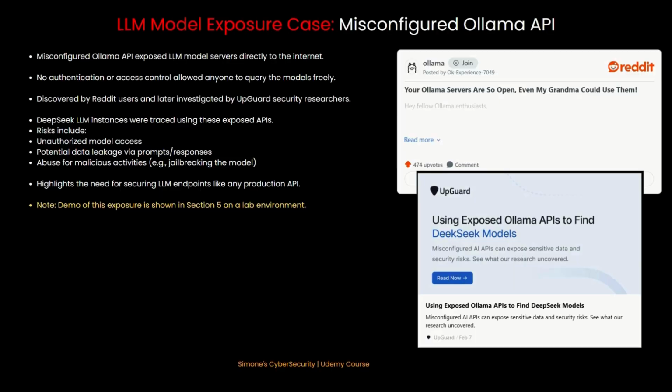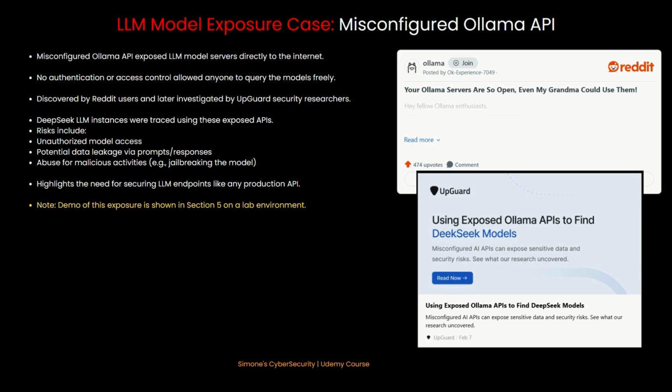In this case study, we are focusing on a risk that sits at the boundary between the AI model layer and the integration layer: the exposure of the LLM model itself through misconfigured APIs. This incident involves the Ollama API, a platform that provides access to large language models. This issue was first flagged by some users on Reddit, and later picked up by other security companies like UpGuard. What happened during this incident?